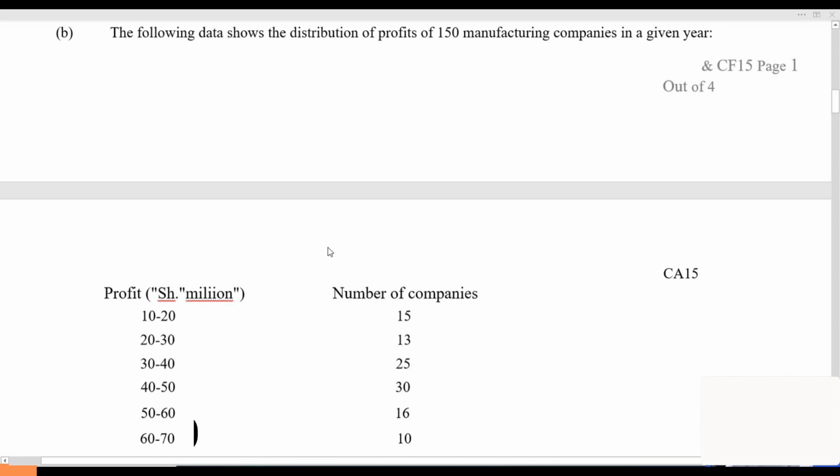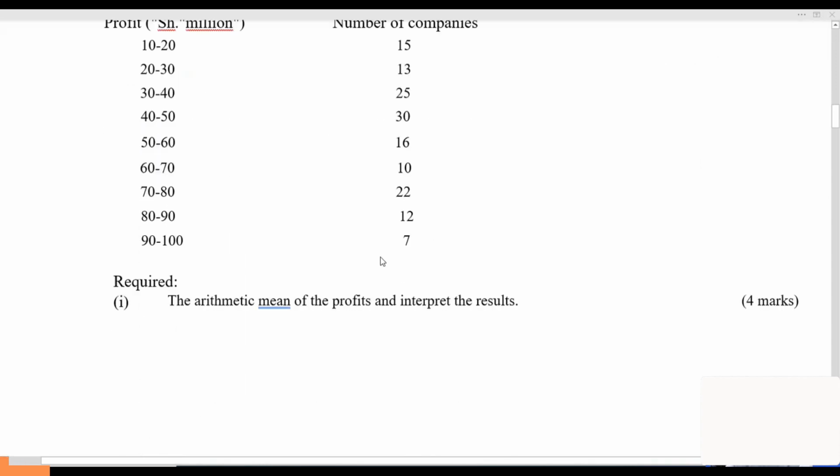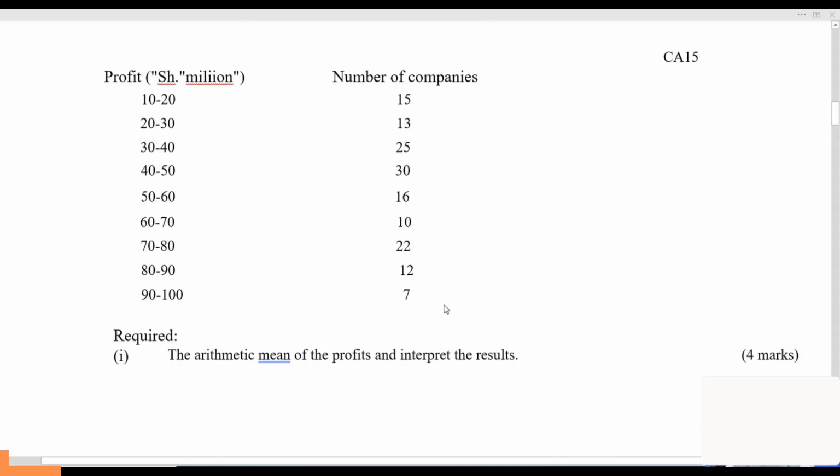The question reads, the following data shows the distribution of profit of 150 manufacturing companies in a given year. We have the profits, then we have the number of companies, and then you are asked, required, calculate the arithmetic mean of the profits and interpret the results.